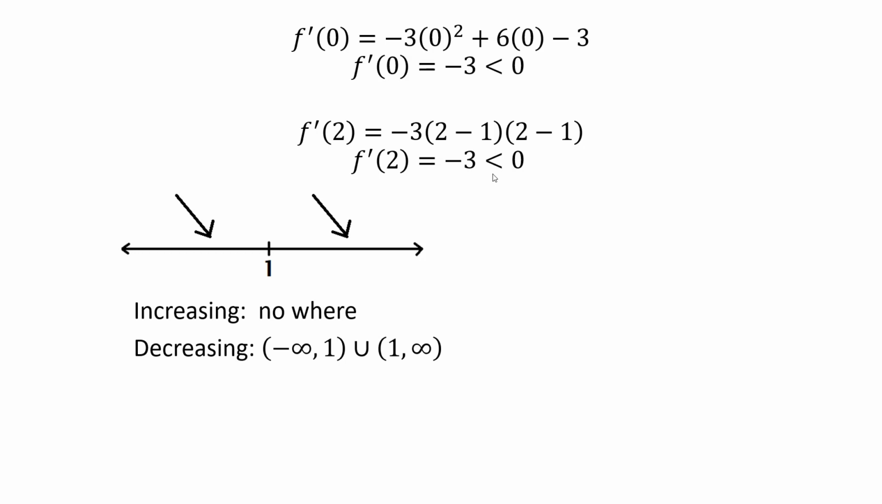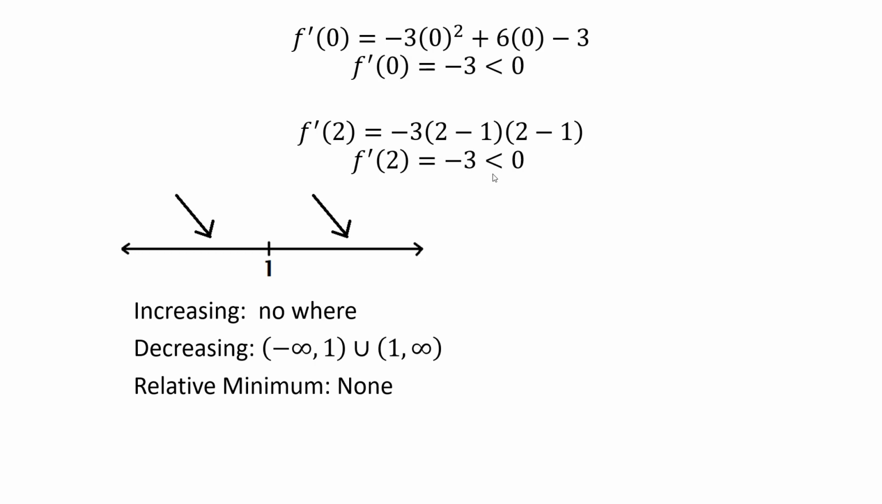Now, some of you might be asking, why wouldn't I say it's just decreasing from negative infinity to infinity? And the answer to that is because technically at 1, it's not decreasing. At 1, it's constant, where that derivative is 0. It's like this little plateau that you hit. So when you plug in 1 into the derivative, you get 0, which isn't increasing and it isn't decreasing, right? Because 0 isn't positive and it isn't negative.